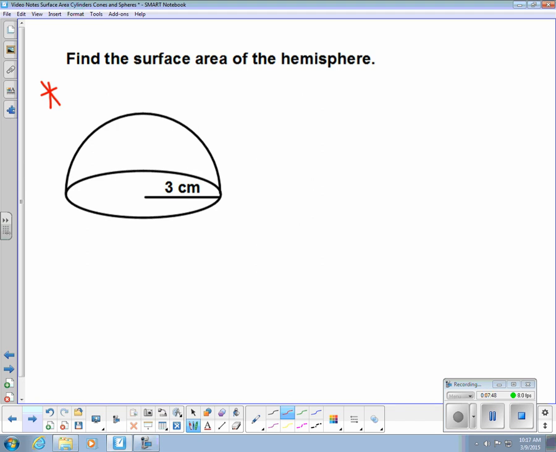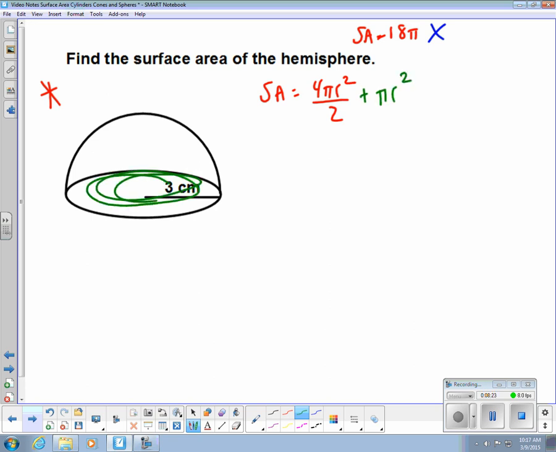All right, if we take a look at this one, you're probably thinking that the surface area of a hemisphere is going to be 4 pi r squared divided by 2. If that's what you thought, you're partially right, but not completely right here. If you thought the answer for this figure was 18 pi, that is wrong. Because the surface area for this figure is one half the sphere plus another circle. We have to cover up this circle right here also. So there's another circle added in.